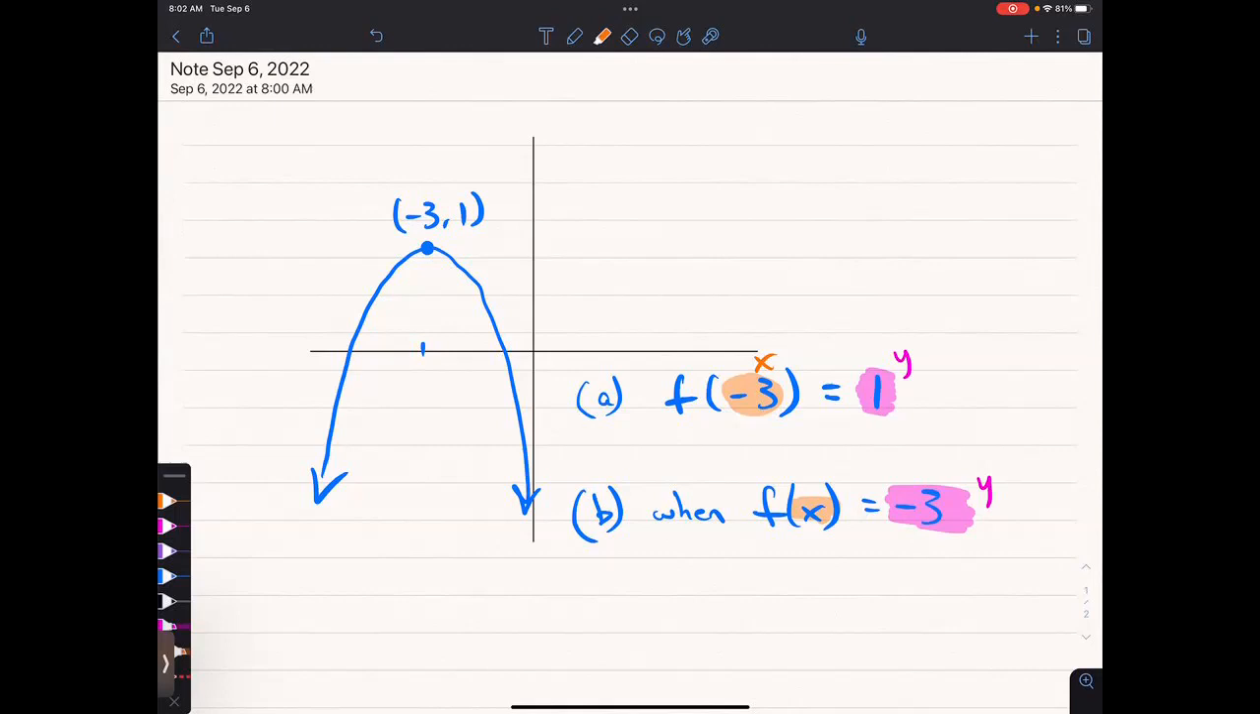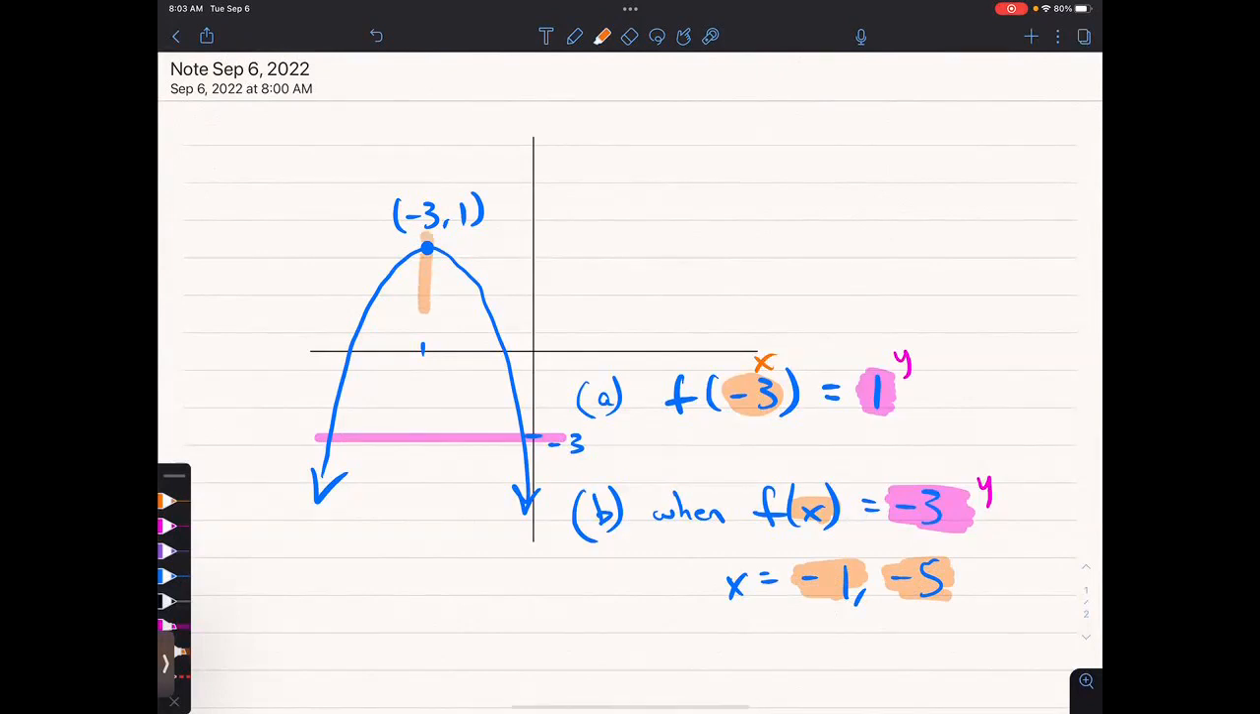So y equals -3 is right there. What I'm looking for is what x value or values go with that. And you've got it sitting in front of you, but when x is -1 or -5. So there are two values where that happens. That's that.